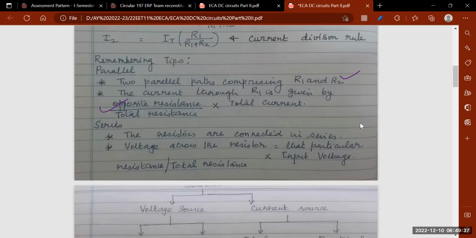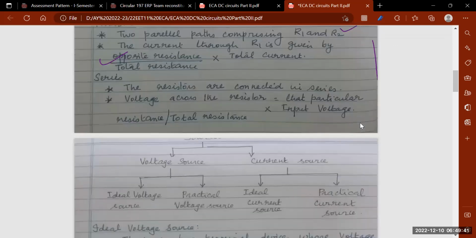And voltage division is applicable only when you have a series circuit, where the resistors are connected in series. The voltage across a particular resistor is that particular resistor divided by the total resistance, multiplied by the input voltage. So you keep these two points in mind. Okay.